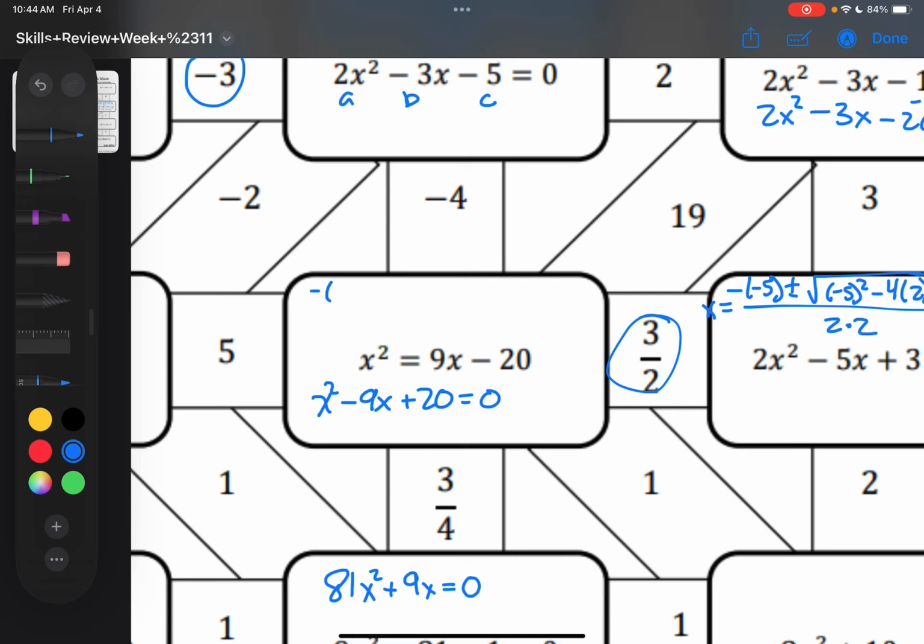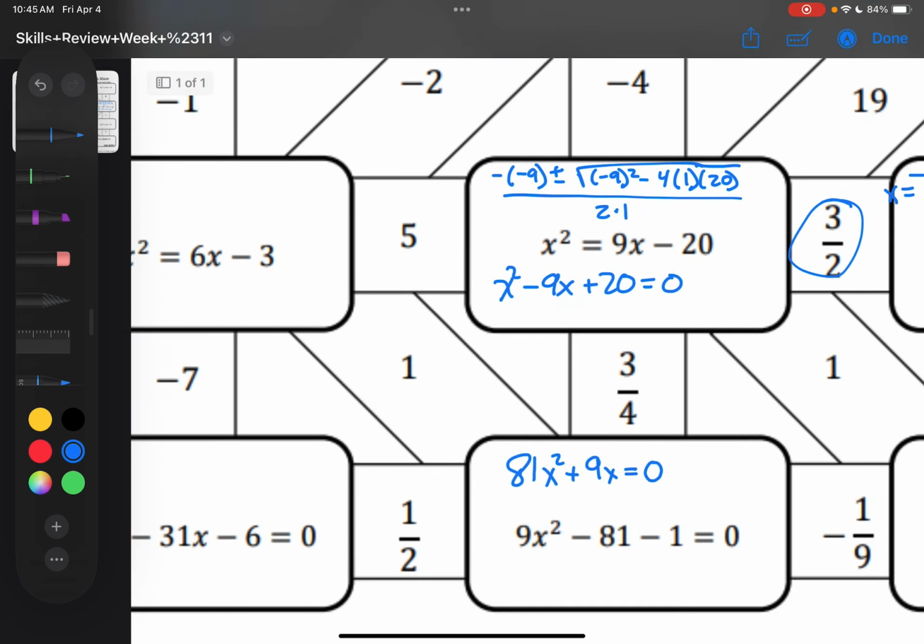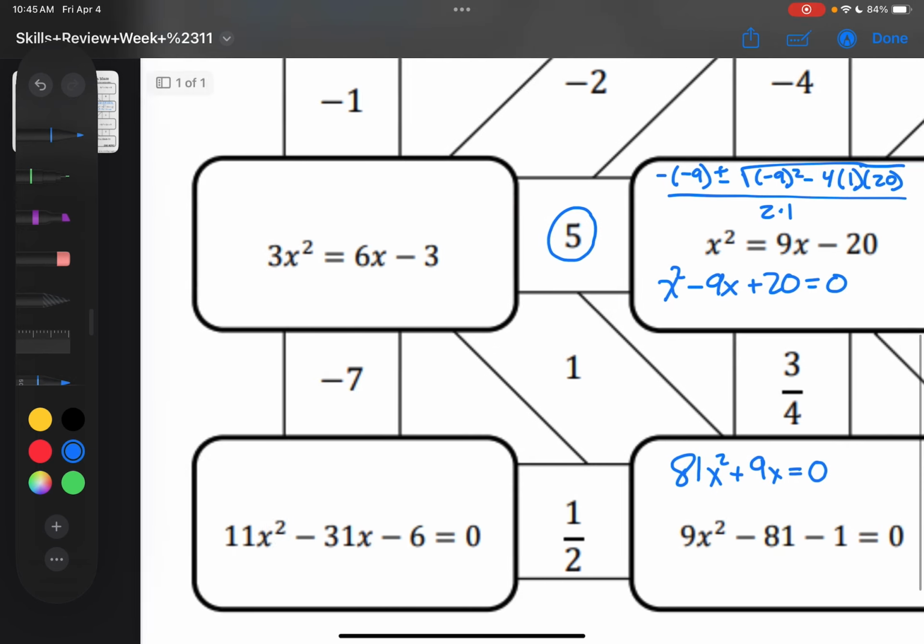So we have our opposite of negative 9 plus or minus square root of negative 9 squared minus 4 times 1 times, this is actually positive 20 now. Then from there, we do our 2 times our a, which is just 1 here. So that is where you get there. And then you're going to see one of your solutions is positive 5.